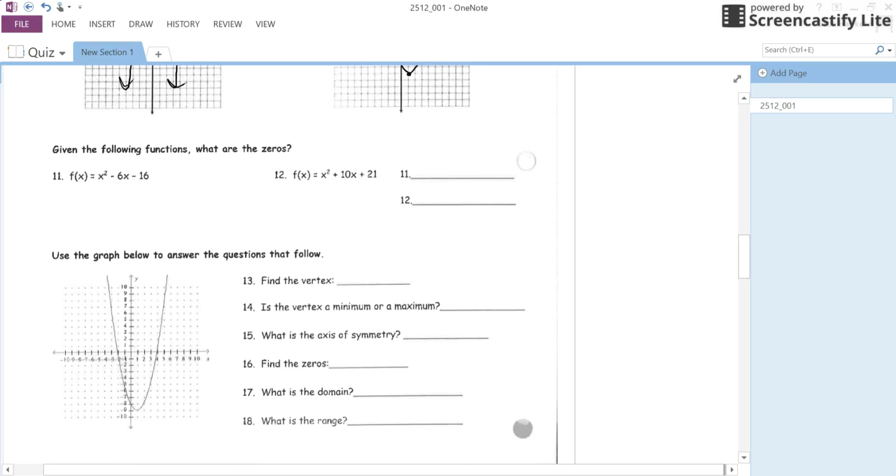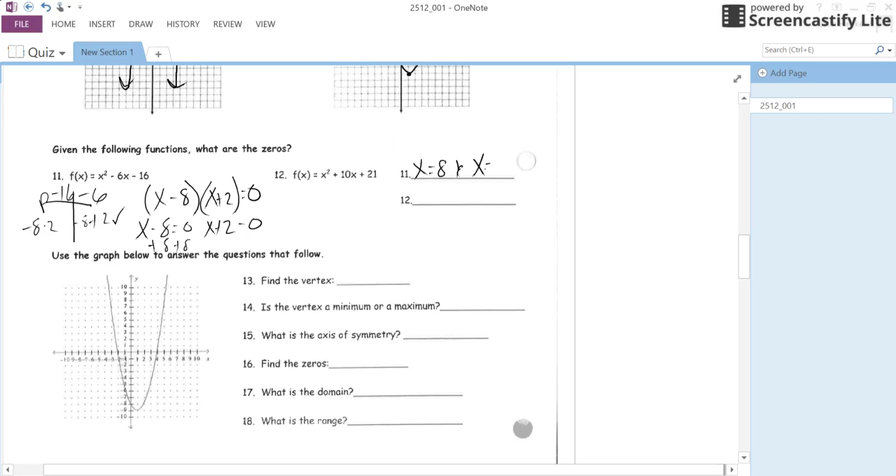Okay, for these, what are the zeros? I can use my graphing calculator, or I can do my product sum. Product is -16. My sum is -6. So I can use -8 times 2. -8 plus 2 is -6, so that works. So it's x minus 8 and x plus 2 is 0. I'm going to set these both equal to 0. And then I sum. Plus 8 plus 8. So x equals 8 and x equals -2.